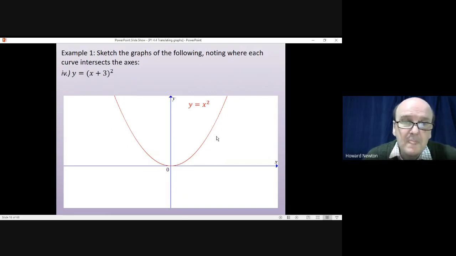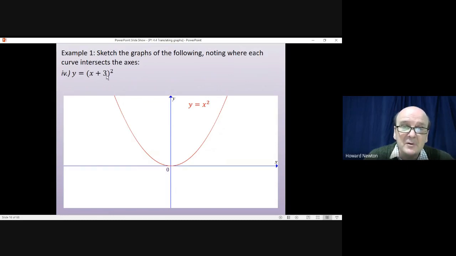Question 4, y equals (x plus 3) all squared. Now we're not adding on 3 to the whole function this time. We're adding on 3 to the x values. So this is going to be a translation in the x direction. And the opposite thing from what you expect happens.